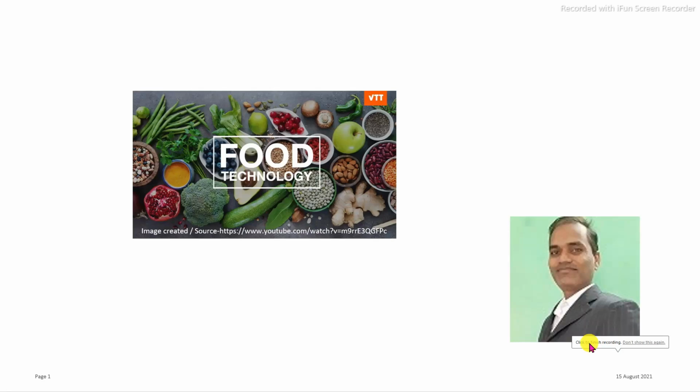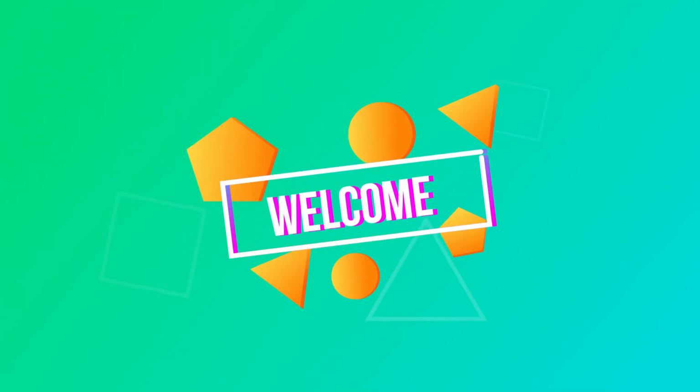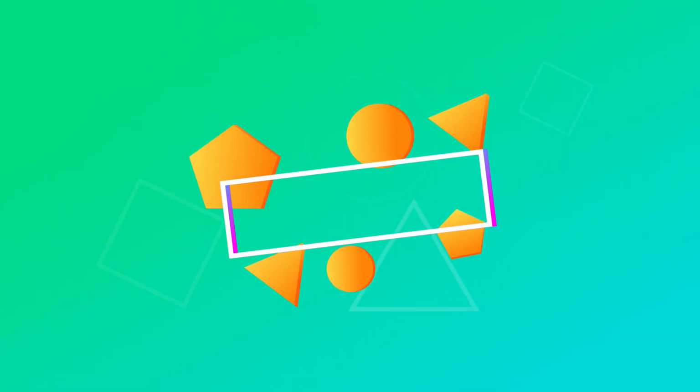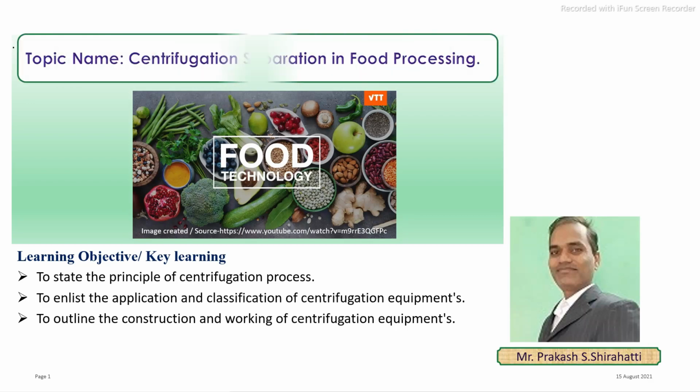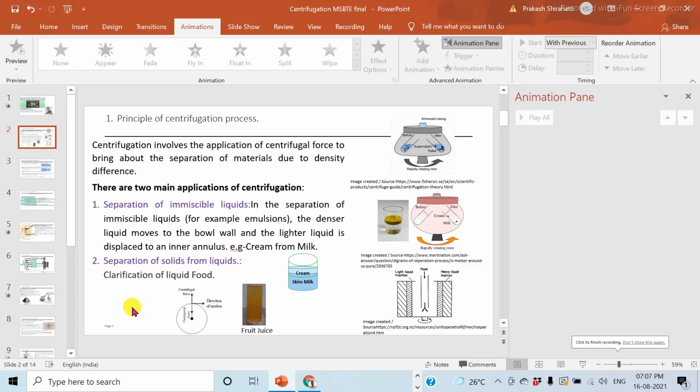I am Prakash Reddy. Today you will learn the centrifugation process in food processing. The main learning outcomes are: what is meant by the centrifugation process, its basic principle, what equipment is involved in it, and the construction and working of the centrifugation equipment used in the food processing industry. Centrifugal separation is a separation technique used in the food processing, pharmaceutical and chemical industries.